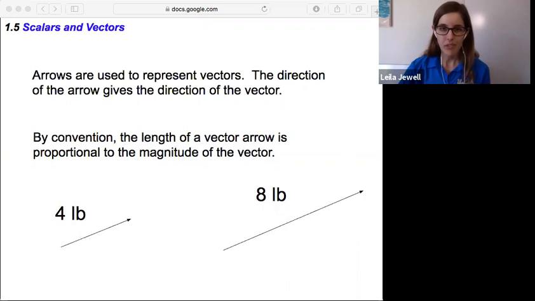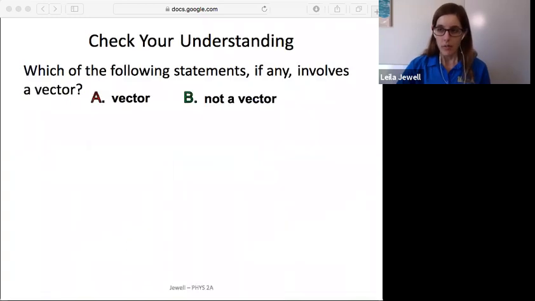Cool. So this sets us up for understanding the difference between scalars and vectors. Let's look at an example where we're going to check our understanding to see which of the following statements, if any, involves a vector. So you'll be able to vote for A, that it is a vector, or B, it is not a vector. So I'll pull these all up on the screen, but I want you to figure it out before you move on to get the final answer.